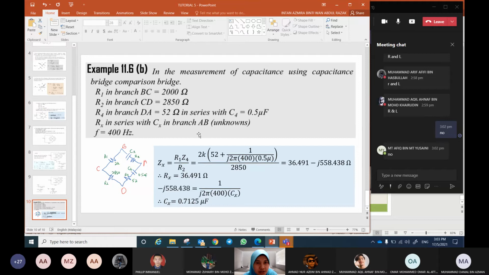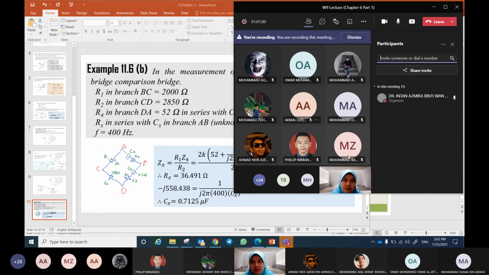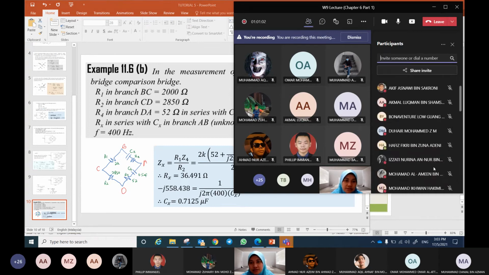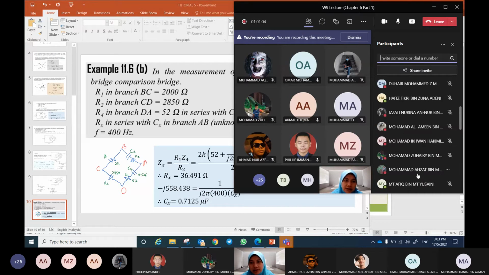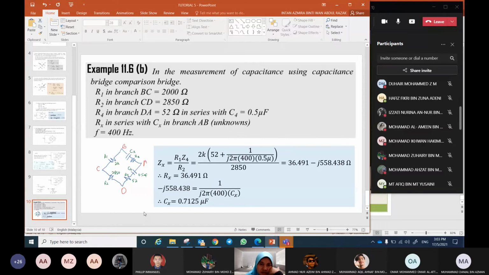No question here, but the question is to find Rx and Cx. Okay, class, what is the first step? What is the first step to solve this after you sketch the diagram? Azad?